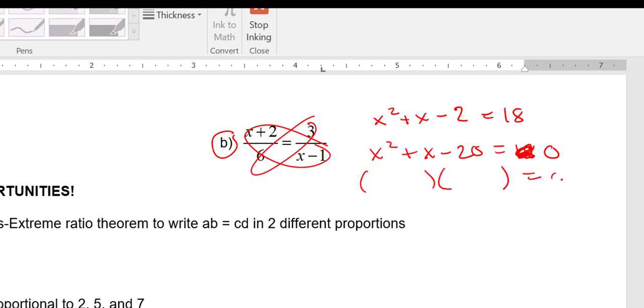Factor this guy, and so you get x plus 5, x minus 4. So x is equal to, using zero product property, negative 5 or positive 4.